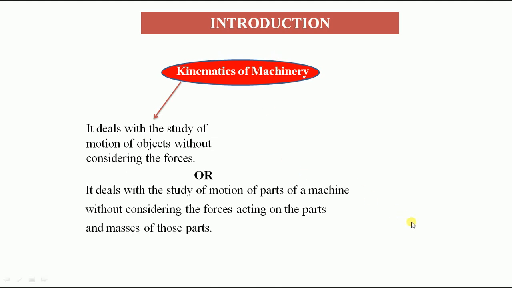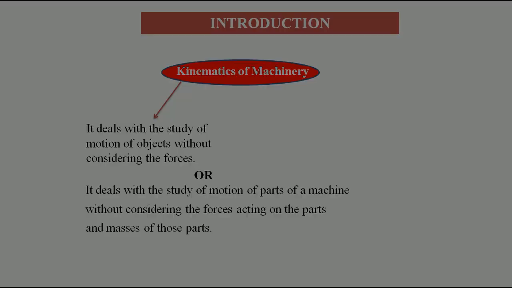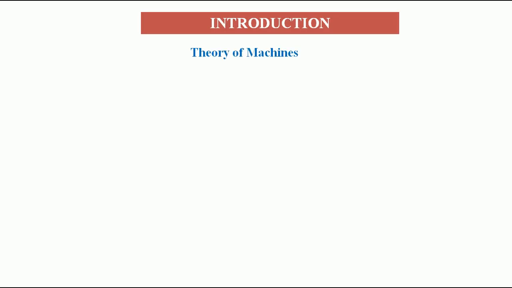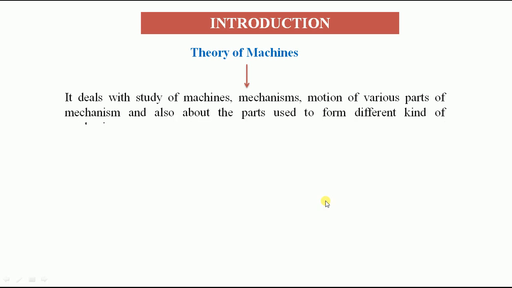Next, we go for the exact main base subject from which it has evolved. The main subject is the theory of machines. Basically, kinematics of machinery came from theory of machines. What do you mean by theory of machines? In the name itself, it is the theory about machines, which covers everything about machines. That is, it deals with the study of machines, mechanisms, motion of various parts of mechanism, and also the parts used to form different kinds of mechanism.